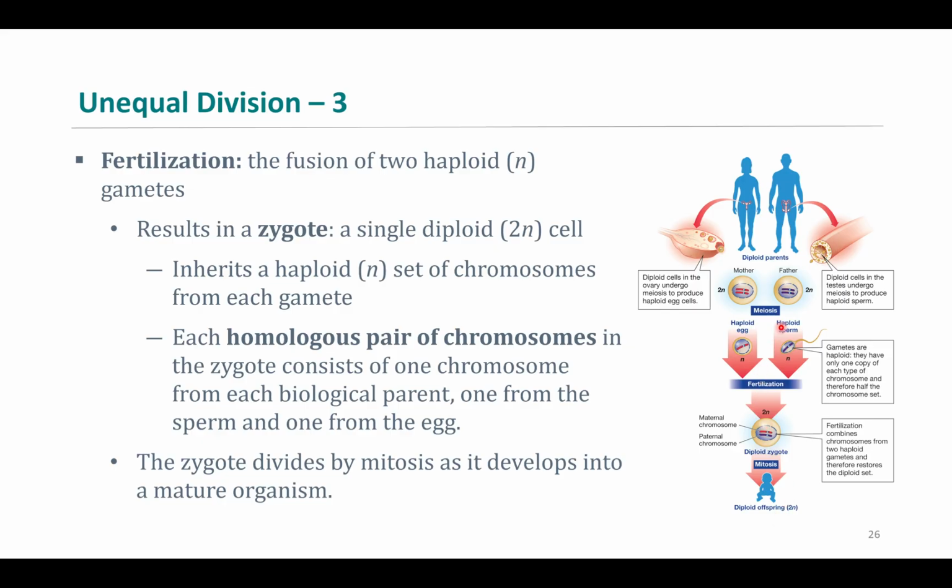Imagine if there is no meiosis. Then 2N and 2N would become 4N, and then that 4N and 4N would become 8N. So it would be a completely different organism. Okay, so in this way, the species is maintained as it is.